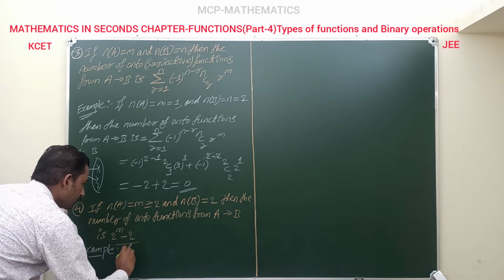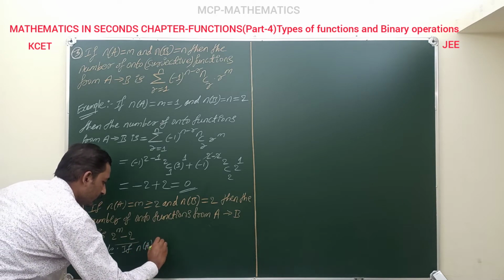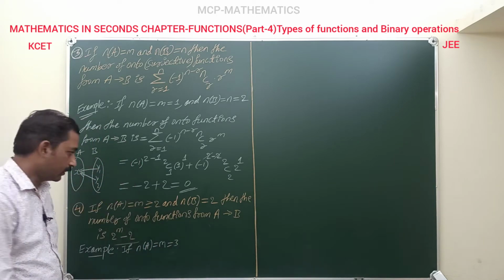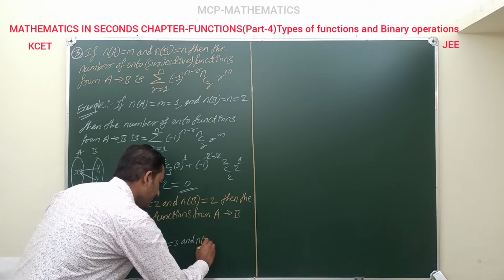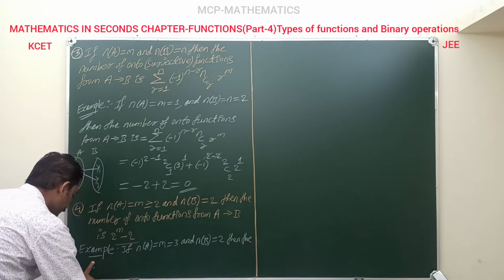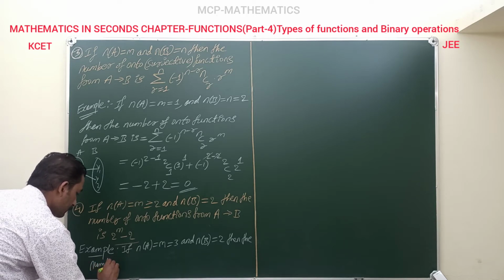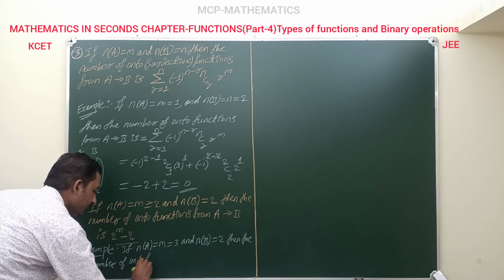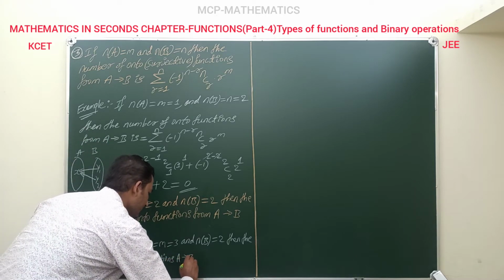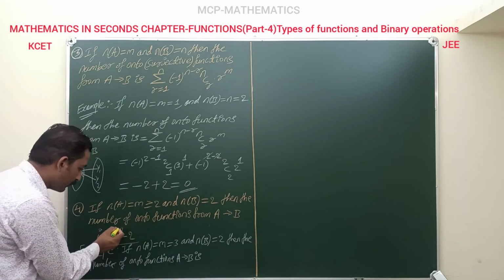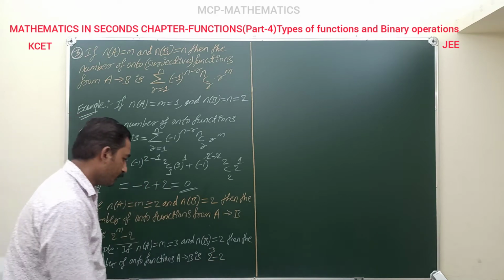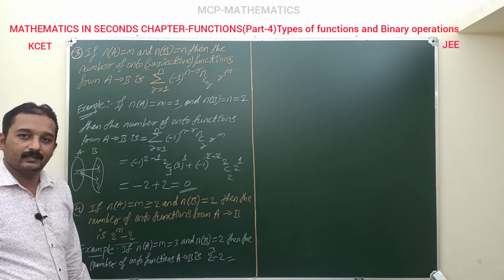If n(A) = m, in this case m we take 3, which is greater than 2, and n(B) = 2, then the number of onto functions from A to B is 2^m − 2. Here m means 3, so 2^3 − 2. In this case 2^3 is 8, minus 2 is 6.